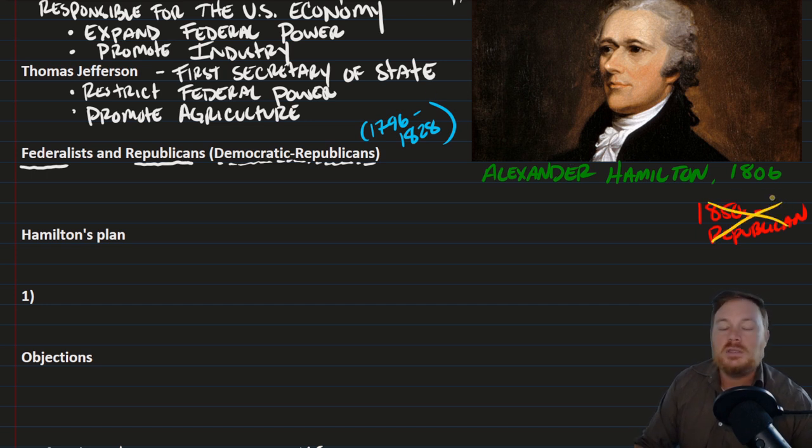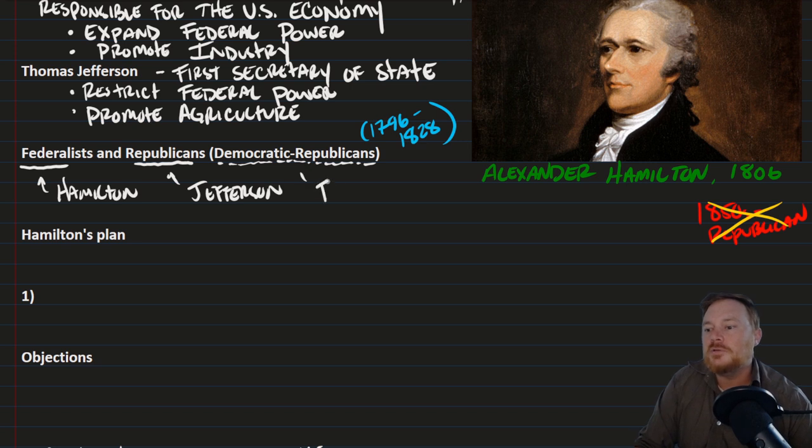So I probably just made that more confusing than it actually was. But sometimes we refer to this party as Democratic Republicans to differentiate them from the later party. But for short, we're just going to call them, these two are different political parties, right? They'll have the same name. Anyways, those that were like Hamilton, that wanted to expand federal power, that wanted to promote industry, they were the Federalists. So Hamilton was part of the Federalists. Republicans were Jefferson.